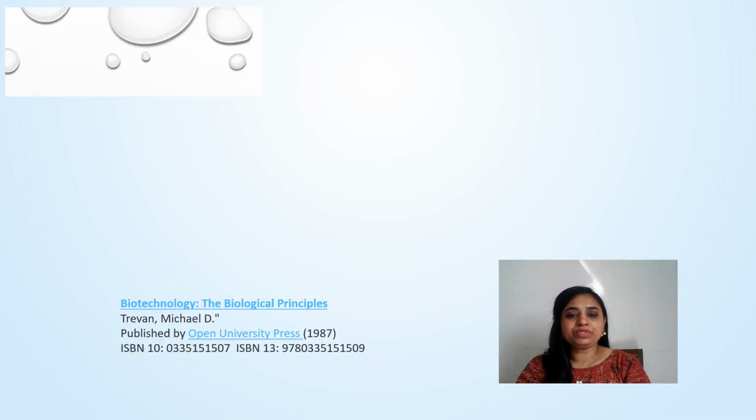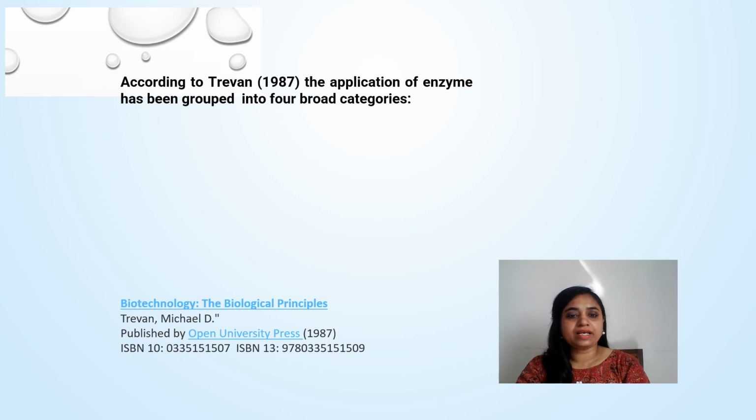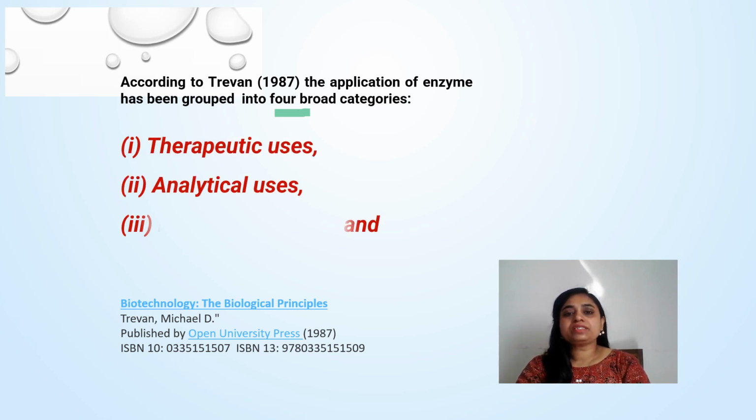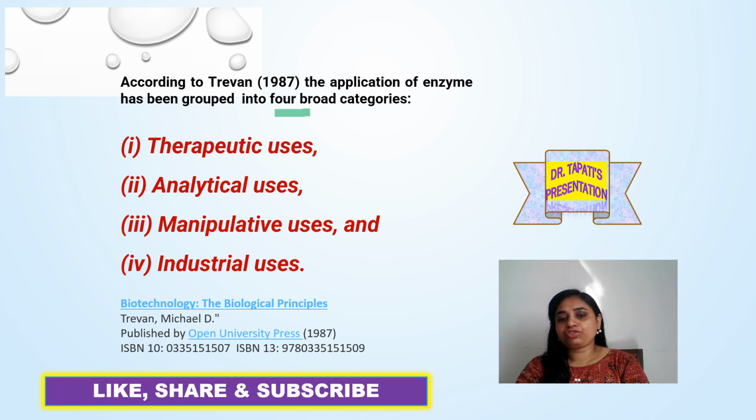In enzyme unit 37, I have already mentioned that according to Trevan, applications of enzymes have been grouped into 4 broad categories, including therapeutic uses, analytical uses, manipulative uses, and industrial uses. Already I have discussed therapeutic uses and analytical uses. Let's know about manipulative uses of enzymes.